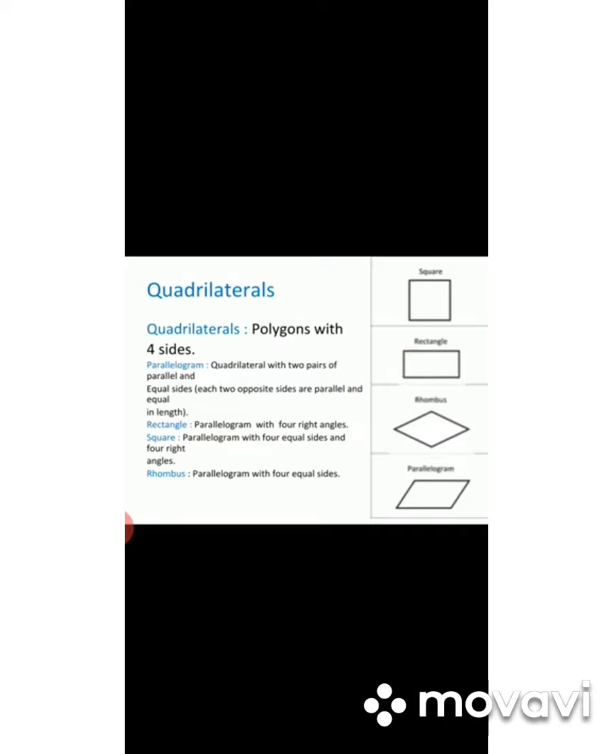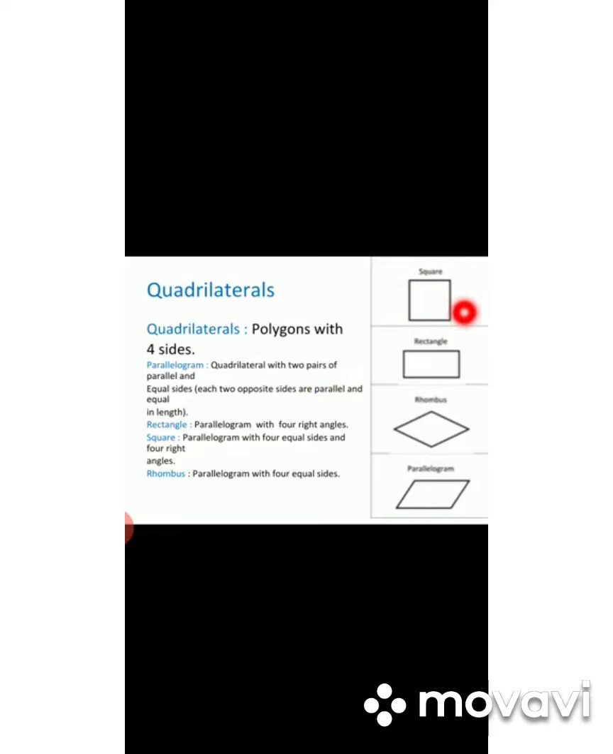The second quadrilateral we are studying now is the rectangle. This figure is called a rectangle. A rectangle is a parallelogram. Why a parallelogram? Because each two opposite sides are equal in length and parallel. So it is also a parallelogram, but it has four right angles. So what is the definition of a rectangle? A rectangle is a parallelogram with four right angles.